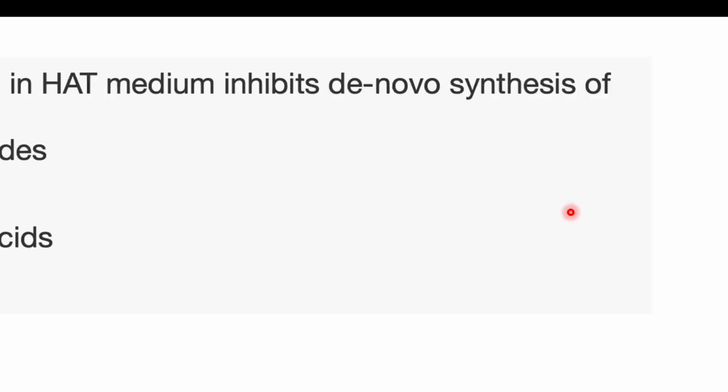Aminopterin in HAT medium inhibits de novo synthesis of dash. Let me quickly check the chat box. I will not wait for a longer time. Manjulata says option A. Swati is saying option A. And I know others would also be answering option A. Okay, Shanmugha says amino acids.